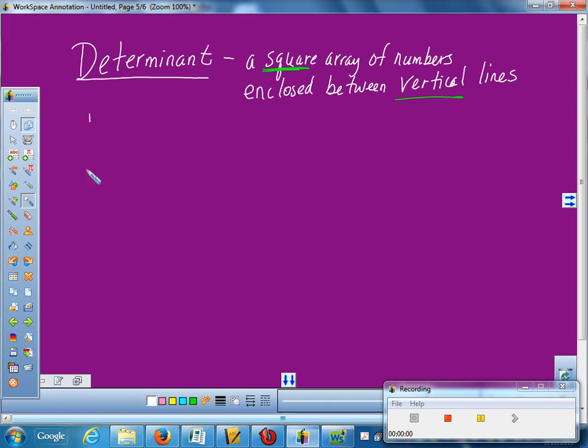So literally, a determinant looks something like this. It's square, it's a 2 by 2, and it's between vertical lines. Now, last block they were trying to call those absolute values. It's not an absolute value. It's just that vertical lines are the symbol we use to indicate it's a determinant. The big difference is a determinant works out to a number. You simplify that and it becomes a single number.